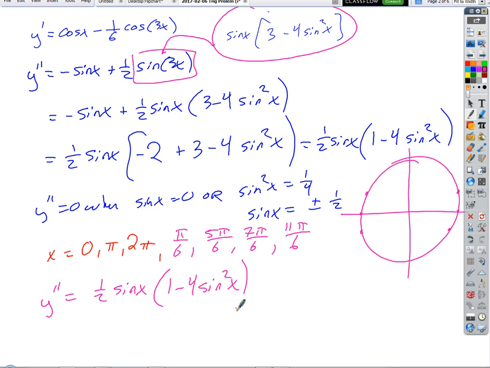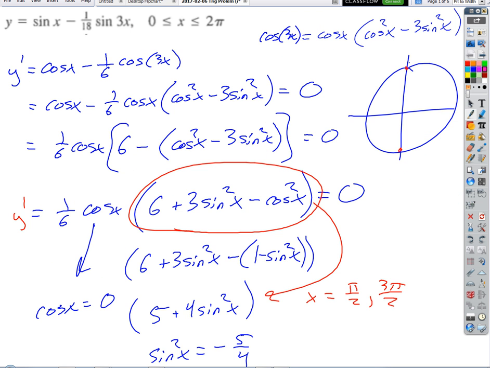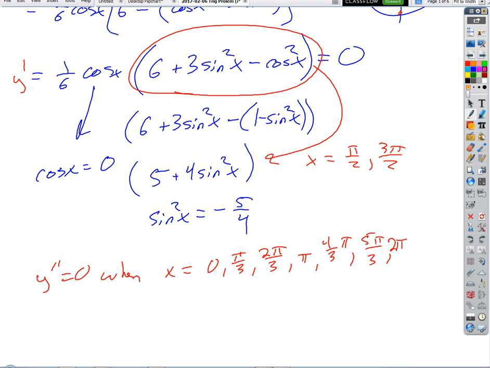In our first derivative, we have to go retrieve that from the first page. We never actually wrote that one all the way out. It was this times this, right? 1/6 cosine x times that factor. So let's write that one down. So y prime equals 1/6 cosine x times 5 plus 4 sine squared x. So now let's grab all this stuff and go to a new page and make our table.